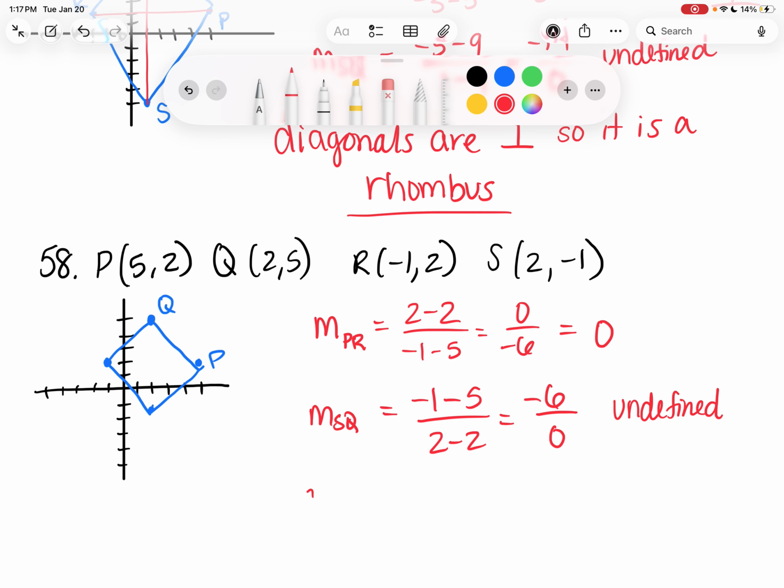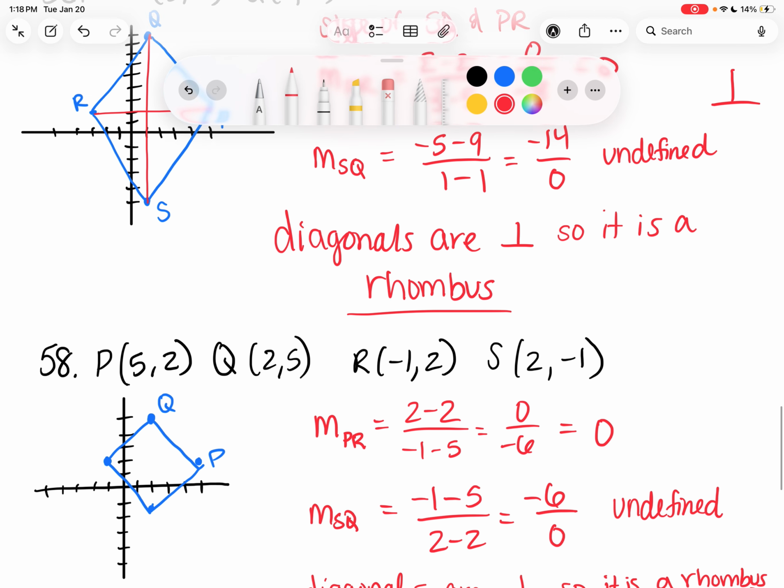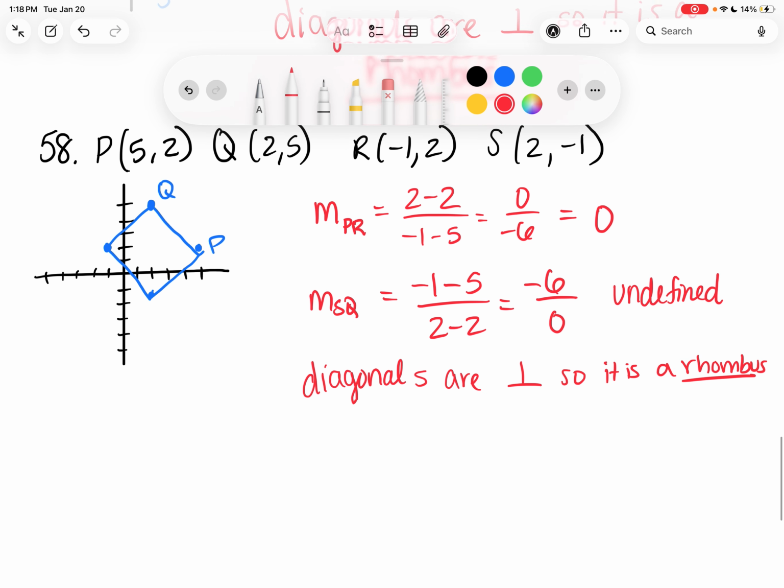So, the diagonals are perpendicular, so it is a rhombus, first of all. But a rhombus can also be other things, and this one kind of looks like a square to me, right? Or at least maybe a rectangle. This one didn't really look like that, so I didn't do anything else as far as that goes. That's why we didn't do that.